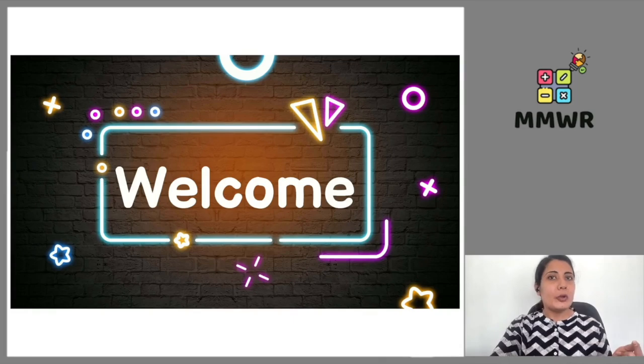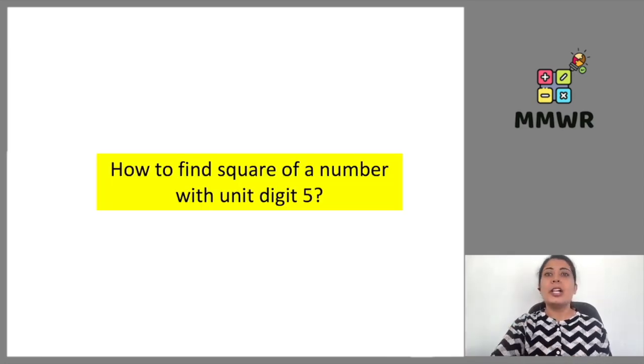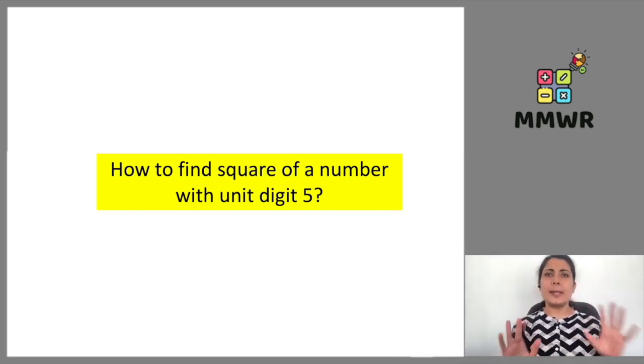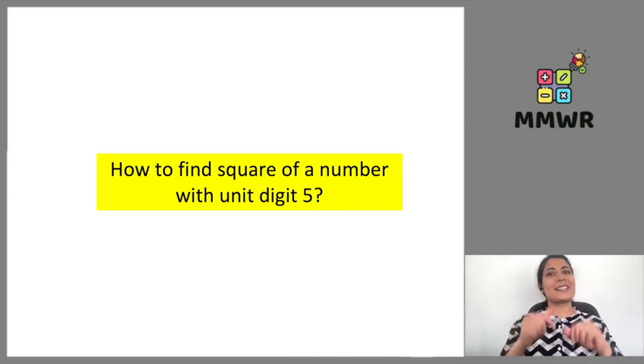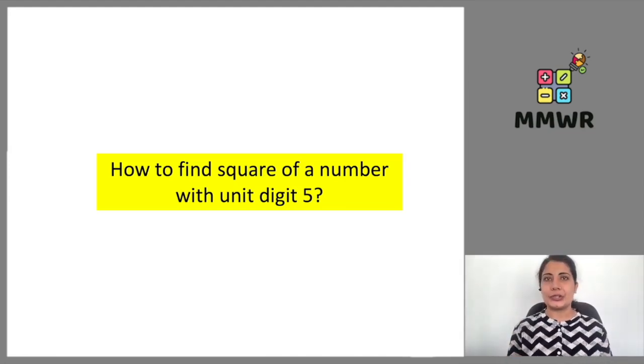Now I am going to teach you one more interesting trick which will help us find the square of a number which ends with the digit 5. That means the last digit of the number should be 5. Okay. So simply, जिस भी नंबर के एंड में 5 आ रहा है आपको सिर्फ अगर उसका स्क्वायर फाइंड आउट करना है, so here is the trick which I am going to teach you today.